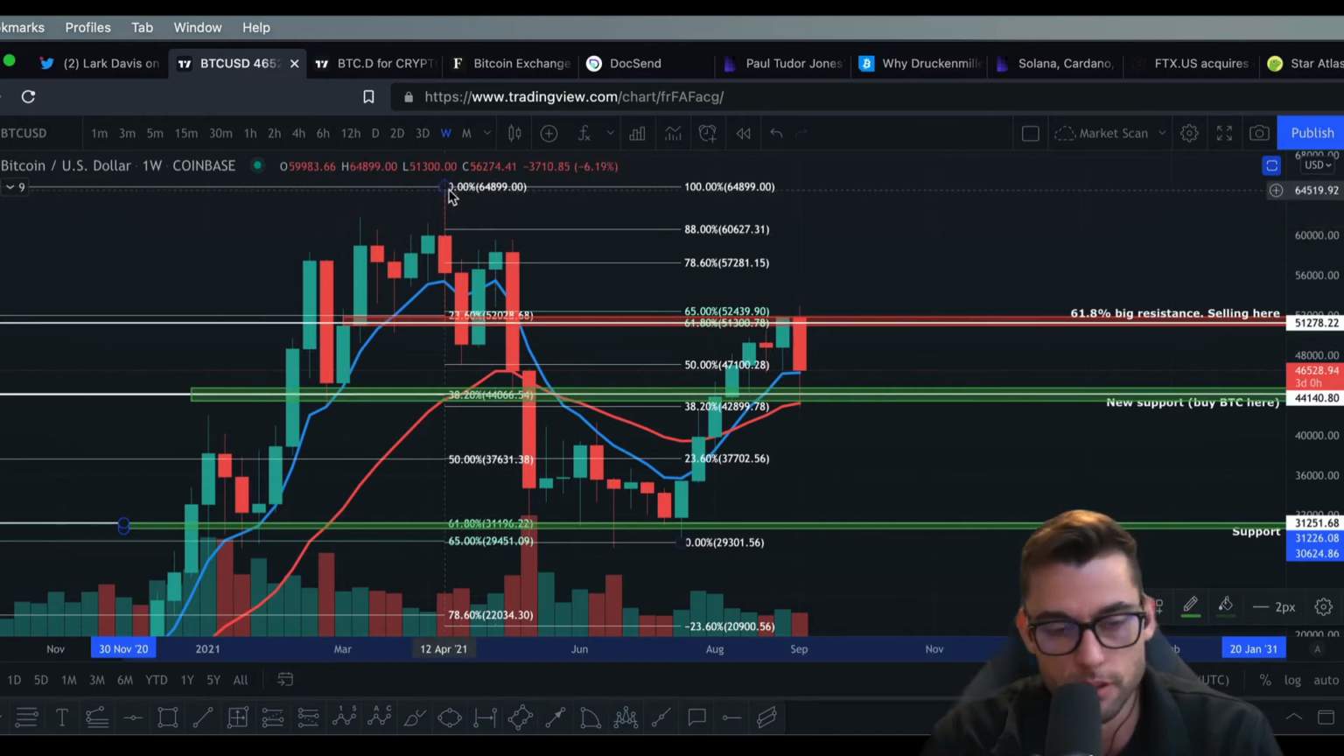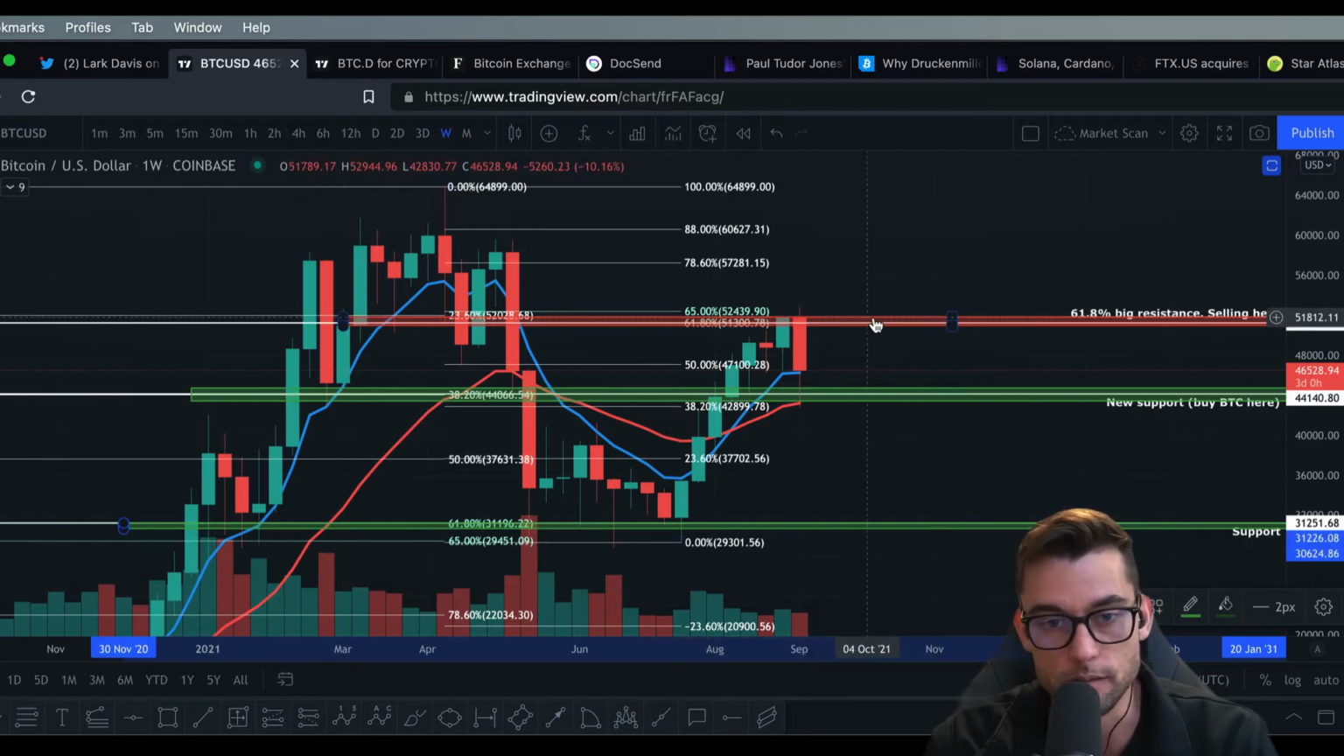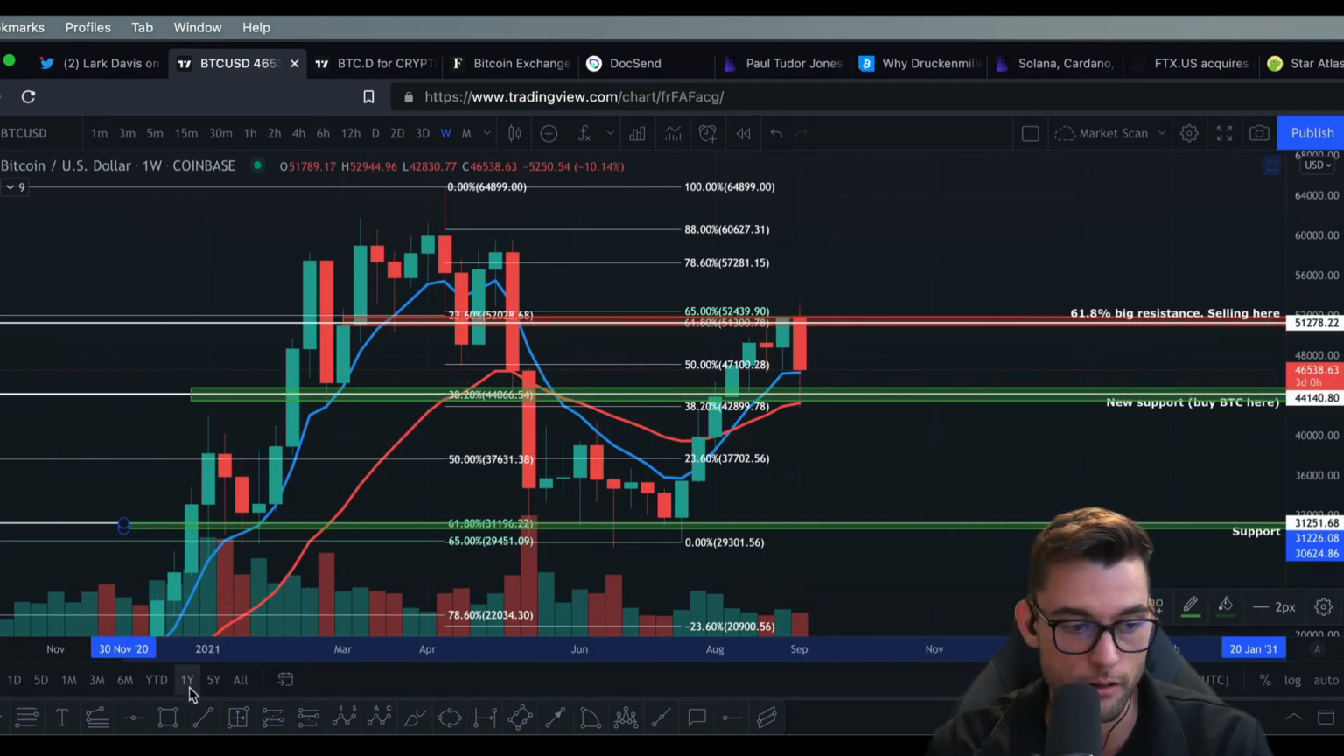But so I guess if we took it from here to here on the weekly, you could see 61.8 is right here, big resistance. So I would sell and then basically wait to see what would happen this week, whether or not to buy. I would sell here and then put my buy orders in over here, and I would start out on the weekly and then go down to the daily.